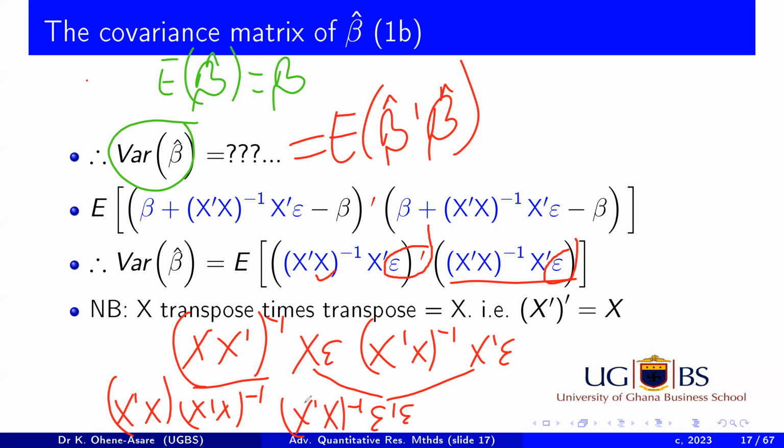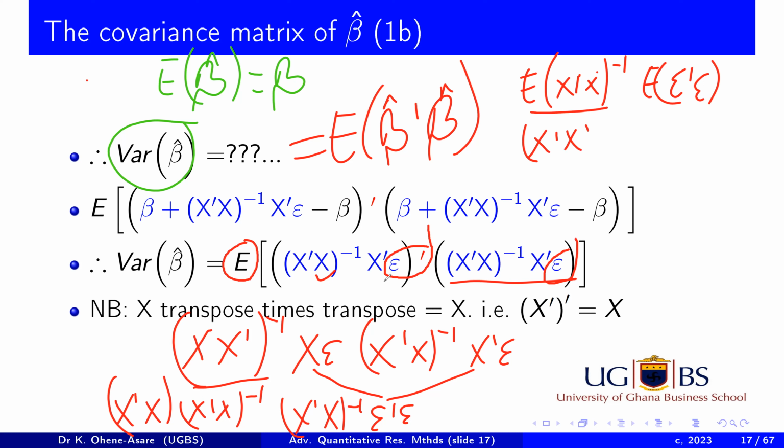At this stage, remember, we are taking the expected values of all of that. So if we take the expected value of all of these, what happens? It means that we are going to have the expected value of X prime X to the power -1, and then the expected value of epsilon prime epsilon. Now, the expected value of the first one is always going to be X prime X to the power -1. It doesn't change because it's a matrix. But the expected value of this is beautiful. You invoke an assumption known as homoscedasticity.